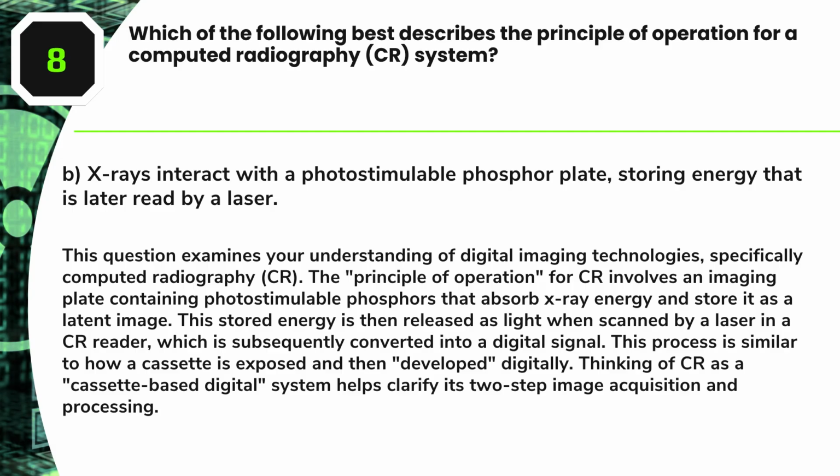as a latent image. This stored energy is then released as light when scanned by a laser in a CR reader, which is subsequently converted into a digital signal. This process is similar to how a cassette is exposed and then developed digitally. Thinking of CR as a cassette-based digital system helps clarify its two-step image acquisition and processing.